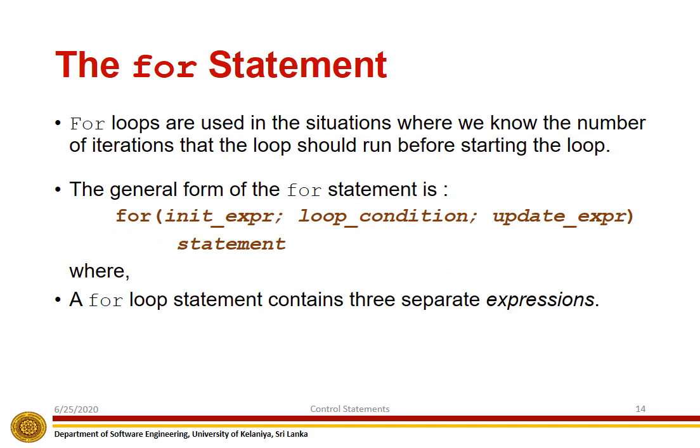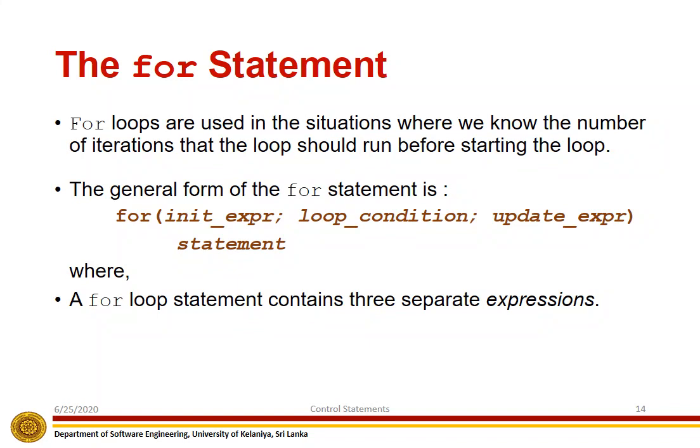Then the next looping statement is for. For loops are used in situations where we know the number of iterations that the loop should run before starting the loop. The general form of the for statement is: for, inside the parenthesis, the initialization expression, then the loop condition and the update expression. After that, the statements that have to be executed.